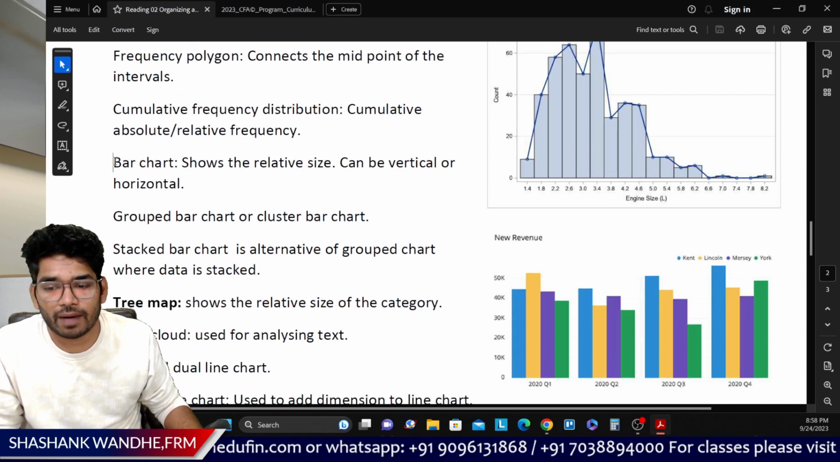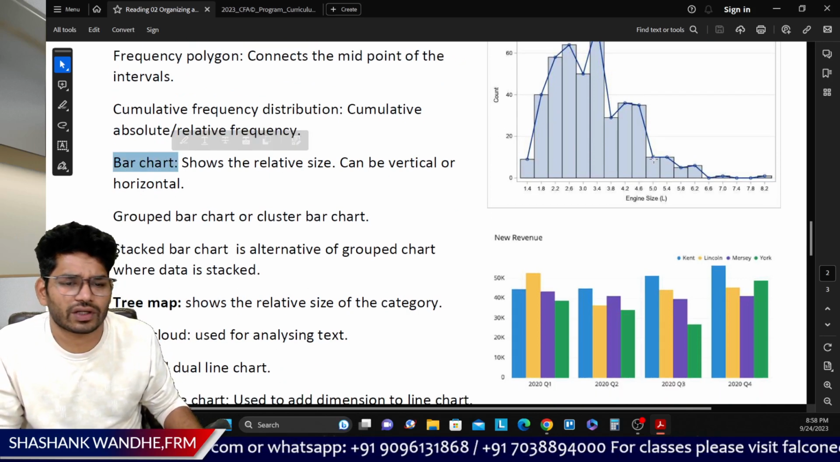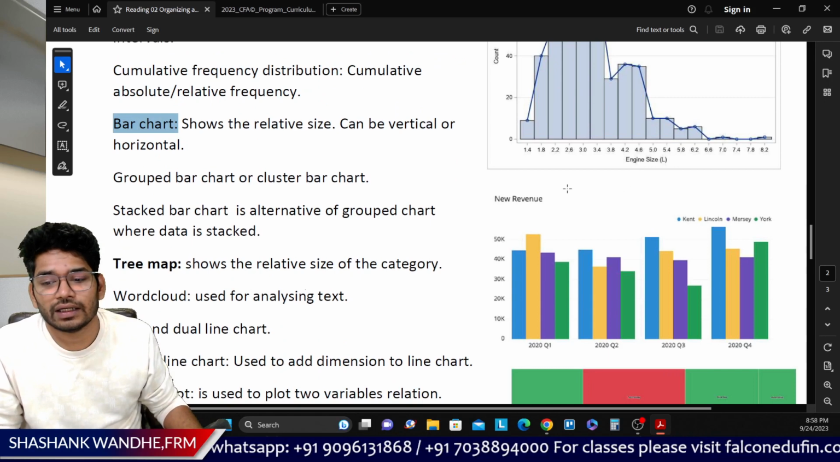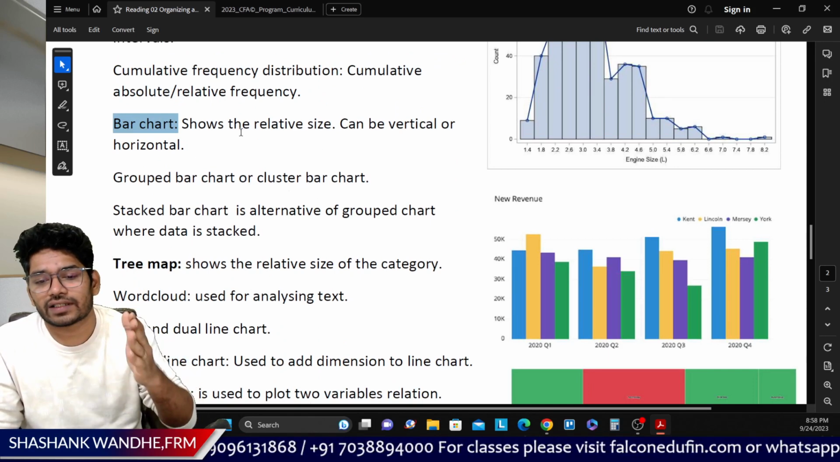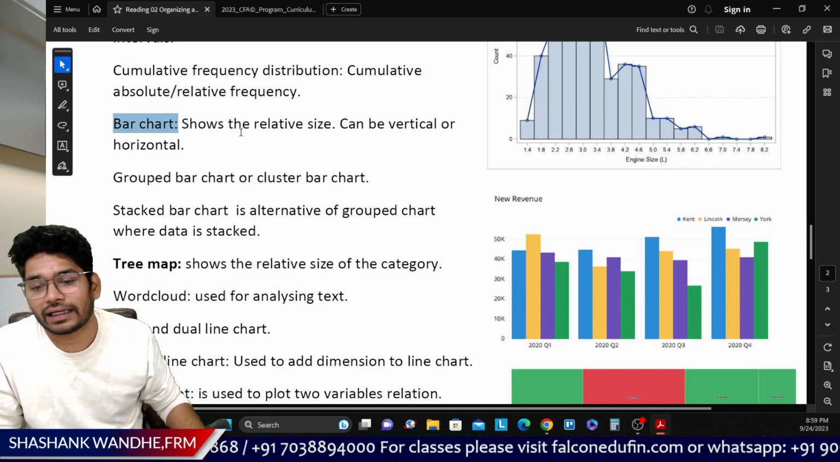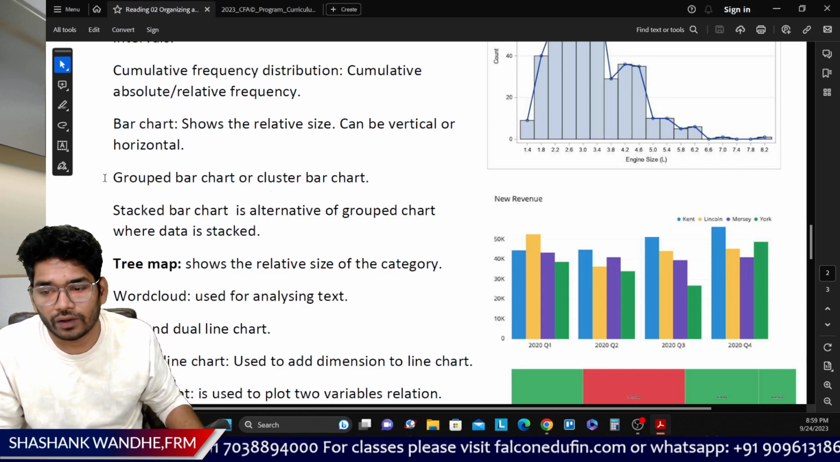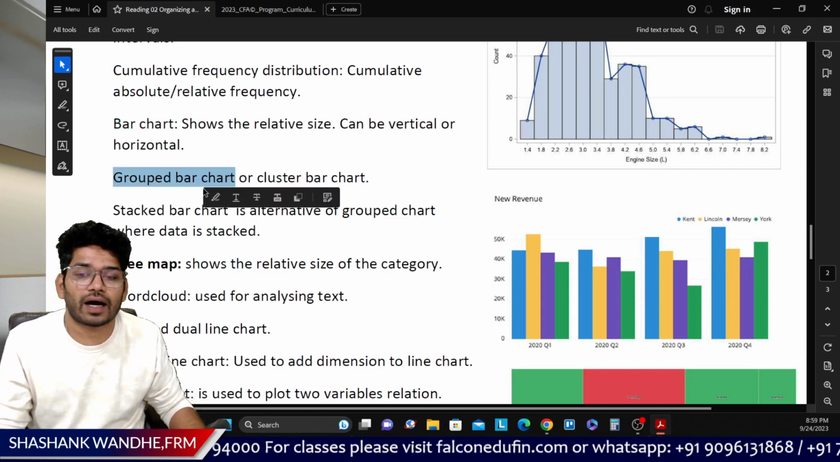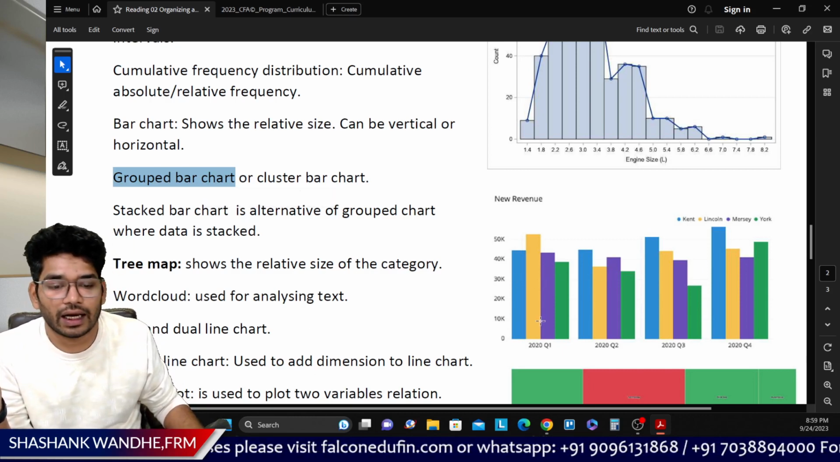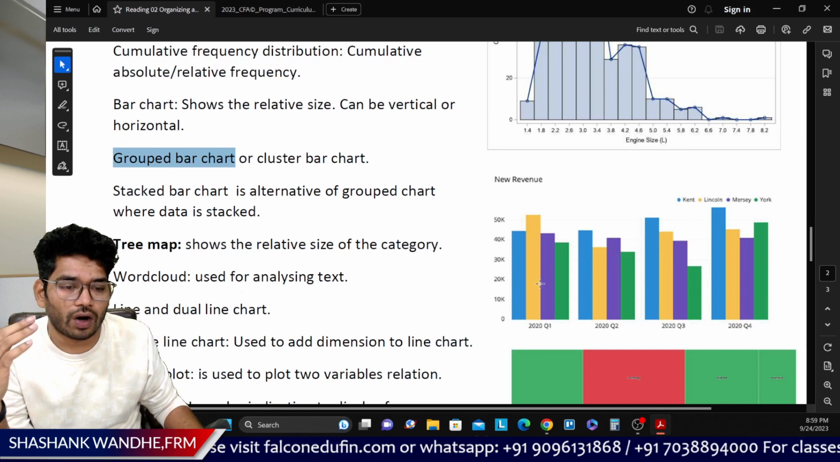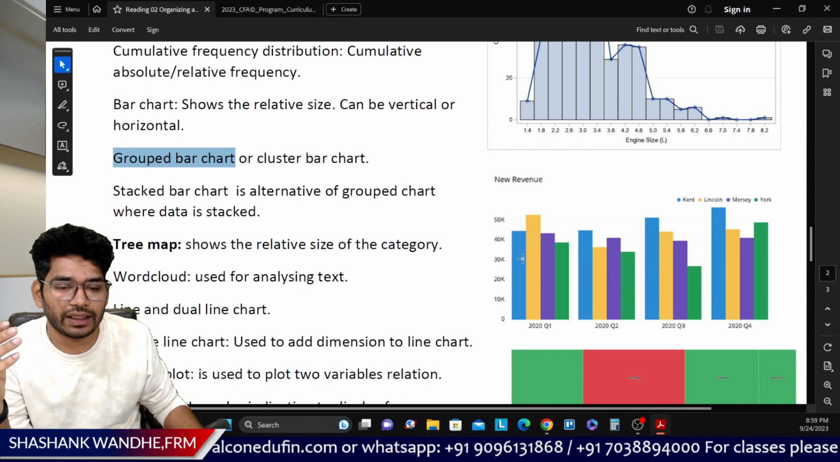Then we have the bar chart. Histograms are also bar charts because there are bars. But a bar chart simply shows the relative size or value, and it can be vertical or horizontal. Now it can be a simple normal bar chart or a grouped bar chart. Like here we have the grouped bar chart, and this is data of quarterly results for these 4 companies.